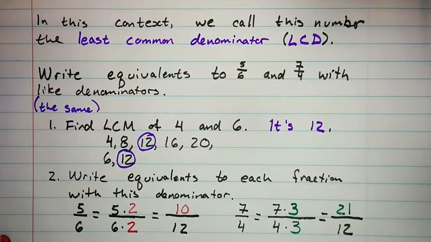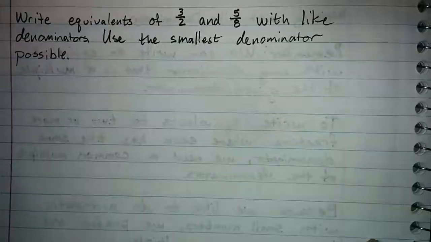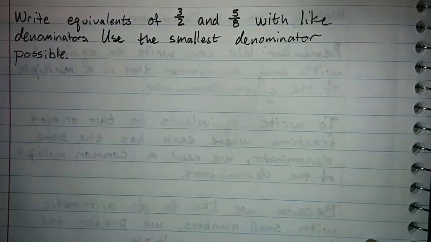And that's all there is to it. I'm going to give you one of these to try. You can use whichever method of finding the least common multiple you prefer. Write equivalents to 3/2 and 5/8 with like denominators. Use the smallest denominator possible. Pause the video and try this now.